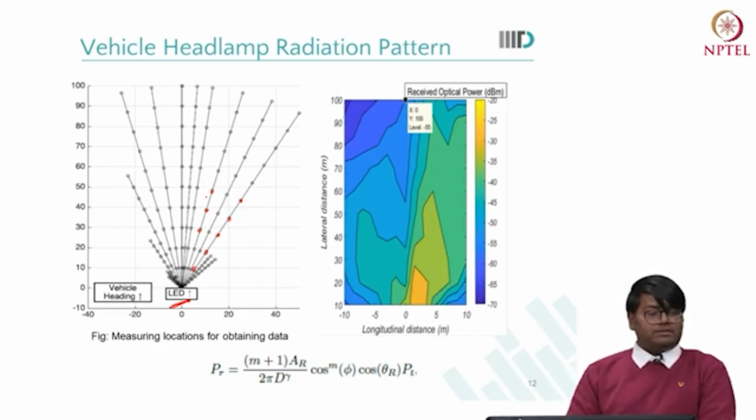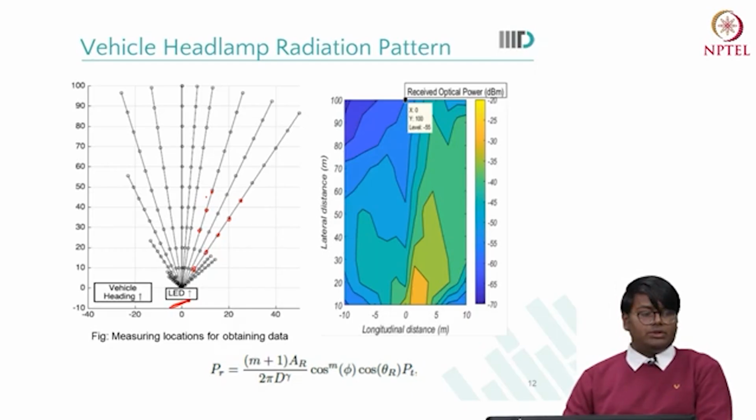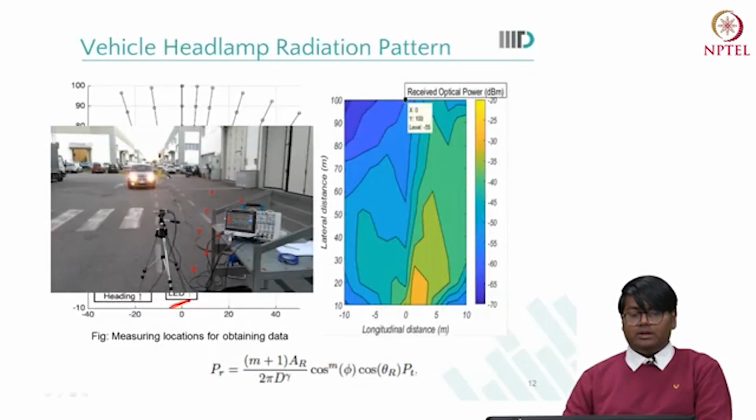So the optical powers which are measured at the different locations, this data is being fed to MATLAB. So this is basically the experimental setup which is used for getting this vehicle headlamp radiation pattern. As you can see in this experimental setup, we measure this optical receive power at the different locations. In that way, we obtain a realistic radiation pattern from a car headlamp.